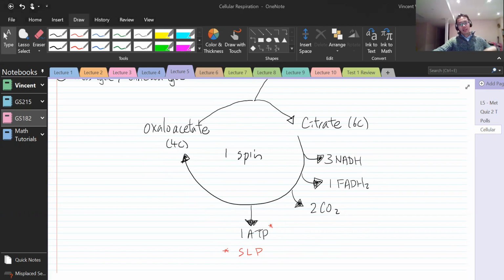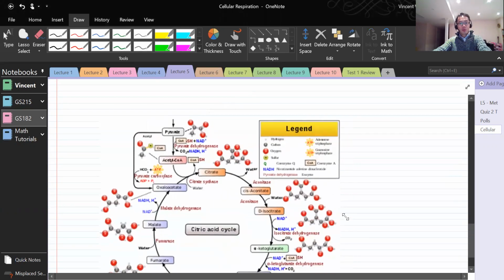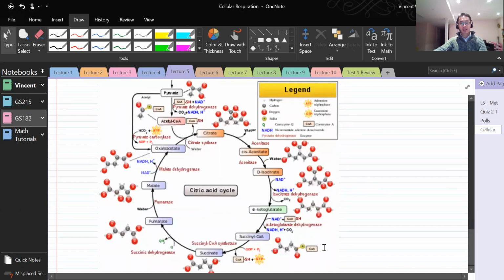Okay, and in the PowerPoint, I show you something like this. This is what it looks like if you Google Krebs cycle online. It tells you exactly which step the NADH will be produced, but we just summarize it. We just say, okay, 1, 2, and 3 in total.